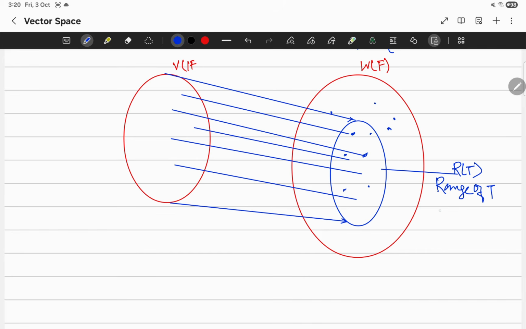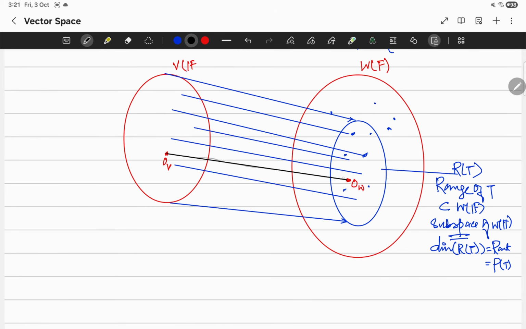You have also to remember that it is a subset of W over F, and as I told, it is a subspace of W over F. So it has a dimension also, and the dimension of this R of T we call the rank, and we denote it by rank of T. So the 0 of W will be here as it is a subspace, and there is a 0 of V. This 0 of V will always map to the 0 of W, and there are many other elements from here which map to this 0 of W, isn't it?